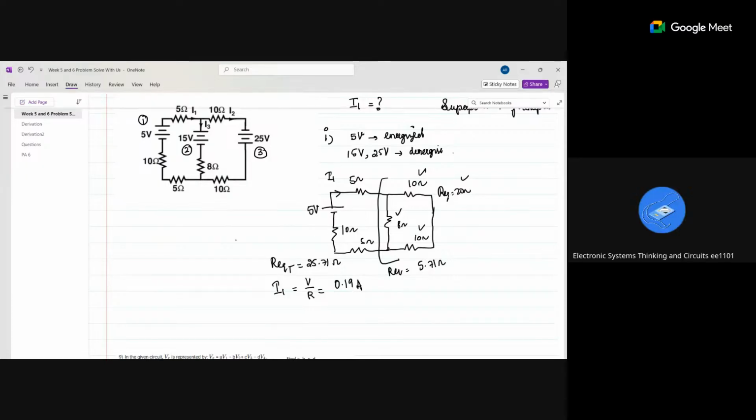So the next step is we will keep only the 15 volt and we'll short the other two.